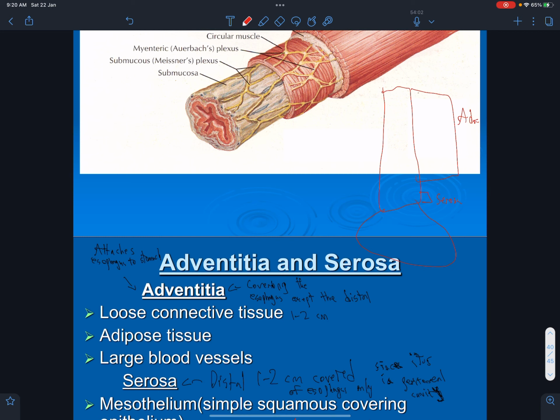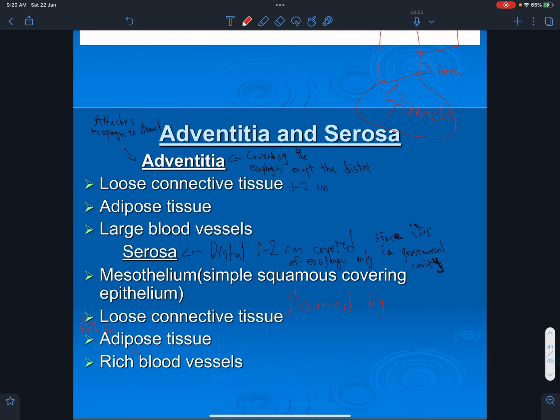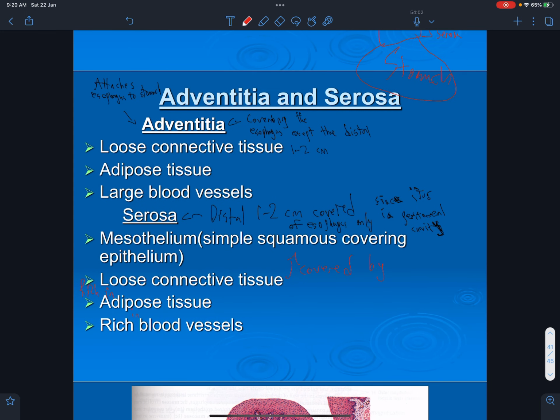But the adventitia, on the other hand, lining your esophagus the majority of the time, its purpose is to basically connect your esophagus to the stomach. All right, so that's the function of your adventitia, to literally attach your esophagus to the stomach. But the serosa, its purpose is to prevent friction between the esophagus and the stomach. All right, found only in the lower third of your esophagus, there's serosa. The remaining majority is lined by adventitia. Okay.